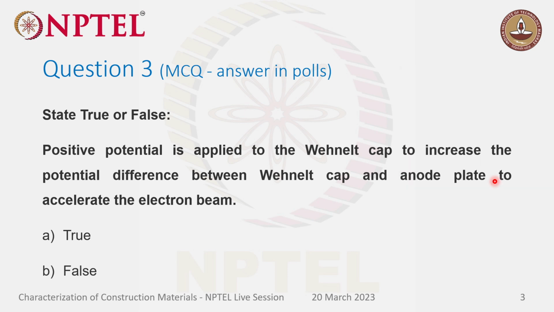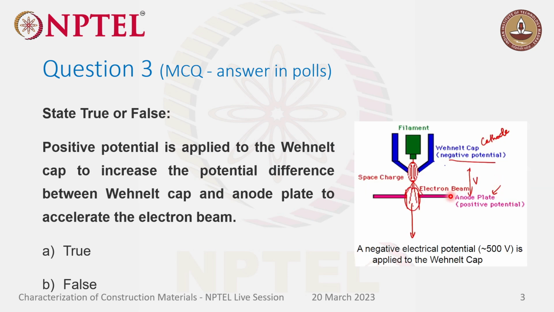Here, if you see, this is the filament, so a tungsten filament or any other filament, from which electrons will be generated. This is the anode plate and this is the Wehnelt cap. The Wehnelt cap always has negative potential, so negative potential is applied to the Wehnelt cap, and the anode plate has a positive potential. We also know that electrons are negatively charged. Since both are negatively charged, the cap will not attract the electrons to the sides; they will just pass directly through the outlet of the Wehnelt cap.